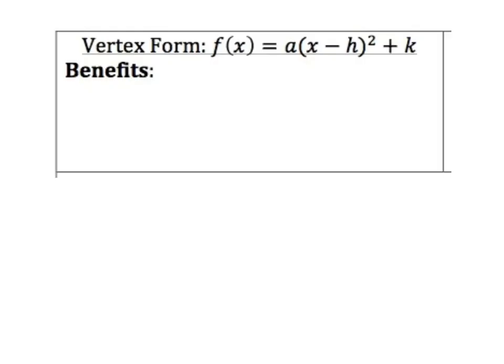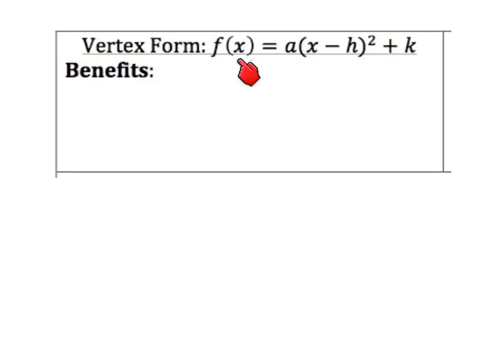Okay, you already sort of know this from going through the textbook, those couple pages that you did on your own. But let's get some notes in your comp book and let's talk about some of the features of what you probably know. So we're going to compare the three forms: vertex, standard, and intercept form.